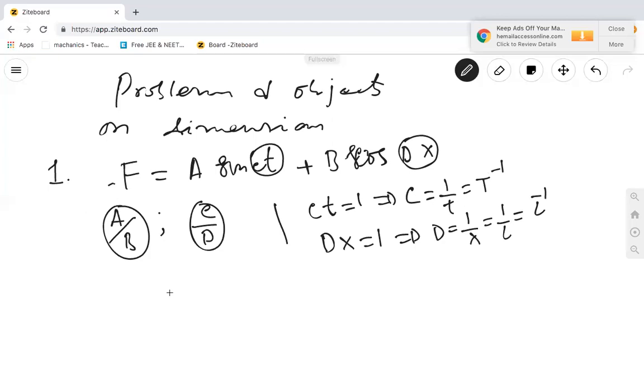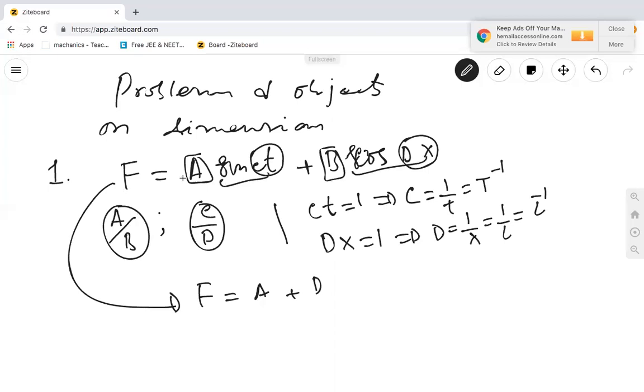This F has the same dimension as what? A. A has the same dimension as F because this rest is dimensionless. And B has the same dimension as F because this part does not have dimension, right? Yes, sir. Okay. Now, A has the same dimension as F and B has also the same dimension as F. Why? Because A and B have the same dimension as they are added, and the resultant they make also has the same dimension.